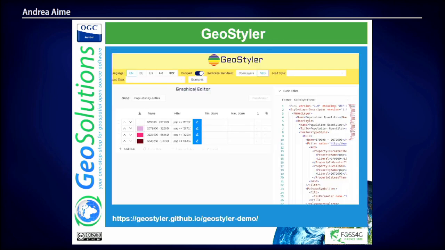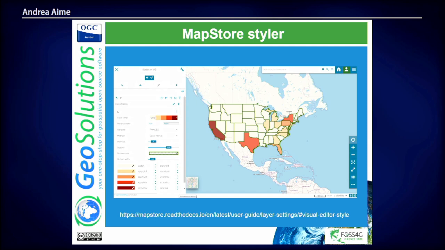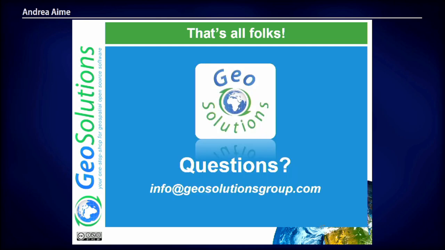There's GeoStyler, which is an online style editor, which is, again, point and click, and it shows you the generated SLD as you go. And coming from GeoSolutions, we have the MapStore Styler, which is, if you are using GeoNode, the styler that you are using to make styles in GeoNode. And it also generates SLD and then uses the GeoServer REST API to apply it to GeoServer. And with that said, this will be it.